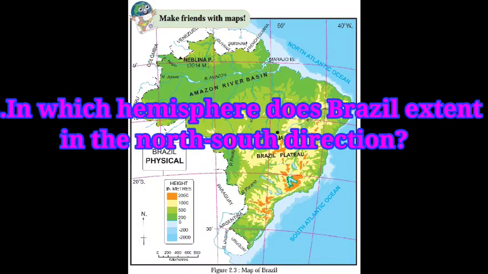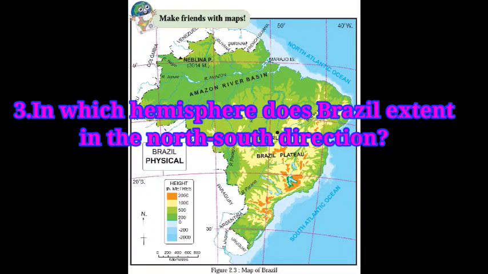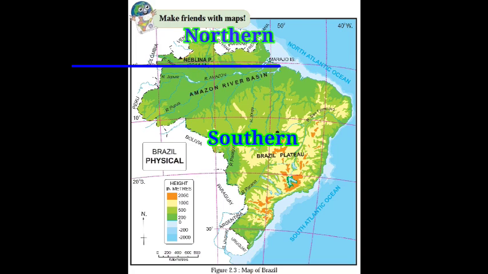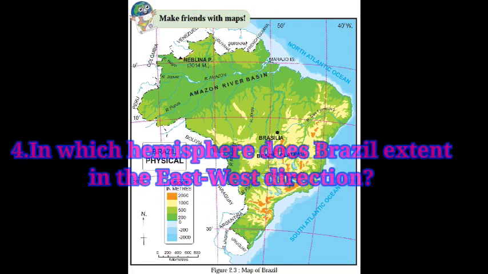Question number 3. In which hemisphere does Brazil extend in the north-south direction? So you can see in the figure, this is the 0 degree parallel, which is the equator, and the equator divides the earth into northern and southern hemispheres. That means in the north-south direction Brazil extends in both hemispheres. The upper part of Brazil is in the northern hemisphere, and the lower part of Brazil is in the southern hemisphere.